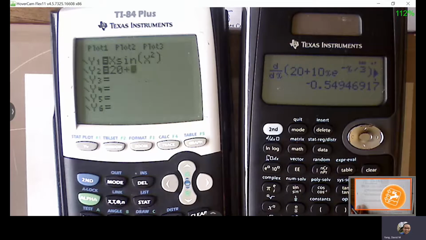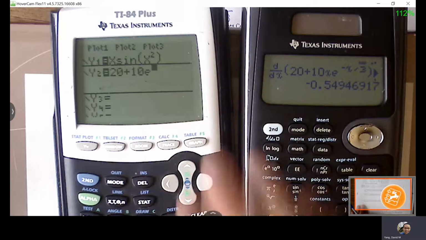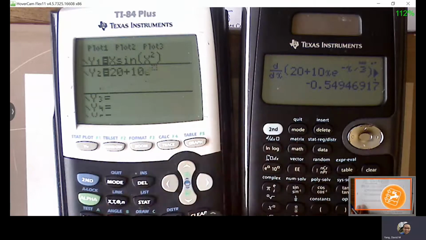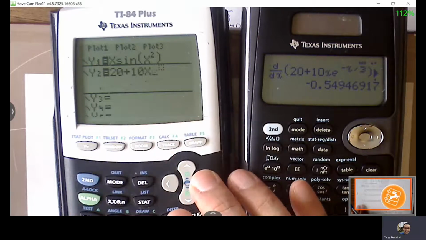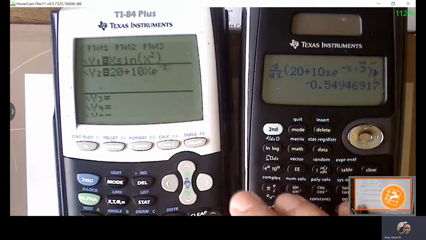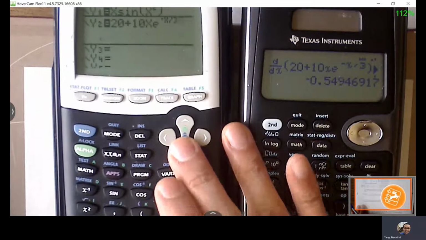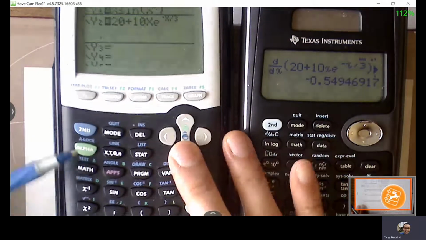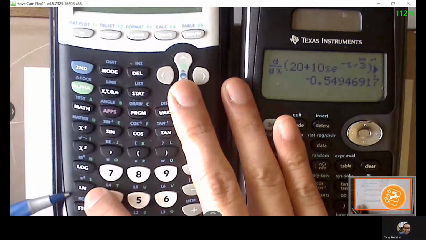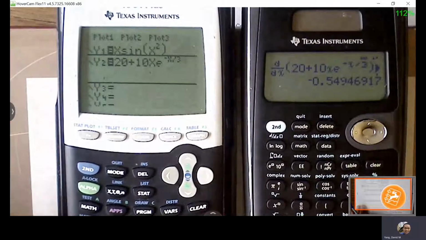So 20 plus 10x e to the negative x over 3. How do you get the e? To get to the e, you're going to go to second ln, that first column of buttons there. Okay, so there's my function.